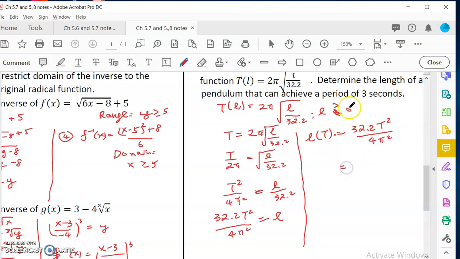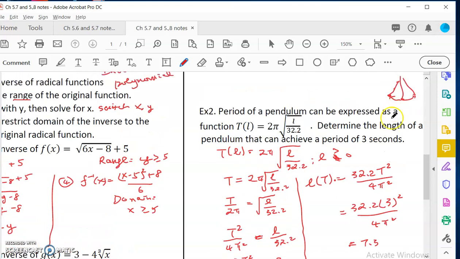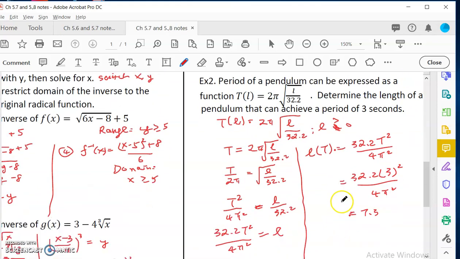Now let's put it in. If we want a period of 3 seconds, that would be 32.2 times 3 squared, times 9, over 4 pi squared. Put it in the calculator. So this would be 32.2 times 9 divided by 4 and then divided by pi squared also. So 7.34, 7.3. Do they say it's meters or feet? They didn't say. I think it's feet.